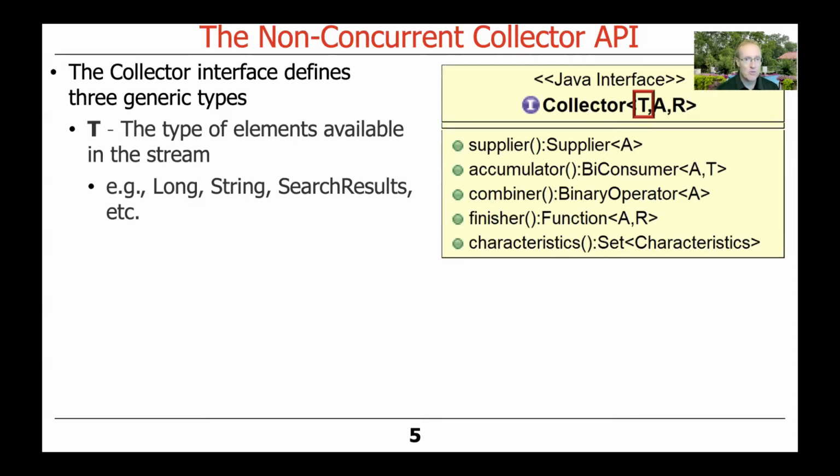So you might have a stream of longs, a stream of strings, a stream of search results, and so on and so forth. So that's basically the type of the elements that are flowing through the stream at the point where the collector is going to be used to bring everything back together again into a single reduced result. Remember, of course, that the types can change throughout a stream based on operations like map and flat map and so on.